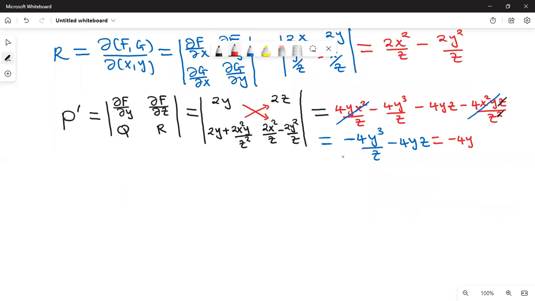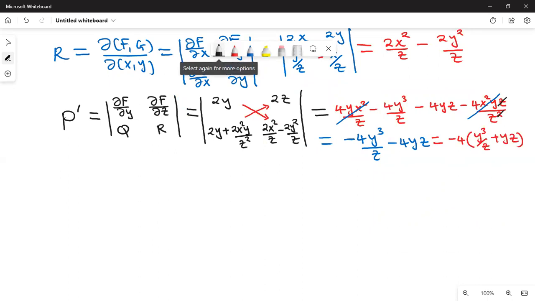That one you factor out, or simply I could factor out negative 4, so that I don't interfere with the others. Let's factor out negative 4. So what do we remain with? I'm going to write it. When you factor out negative 4, we'll now have y cubed over z plus yz. So that is p prime.